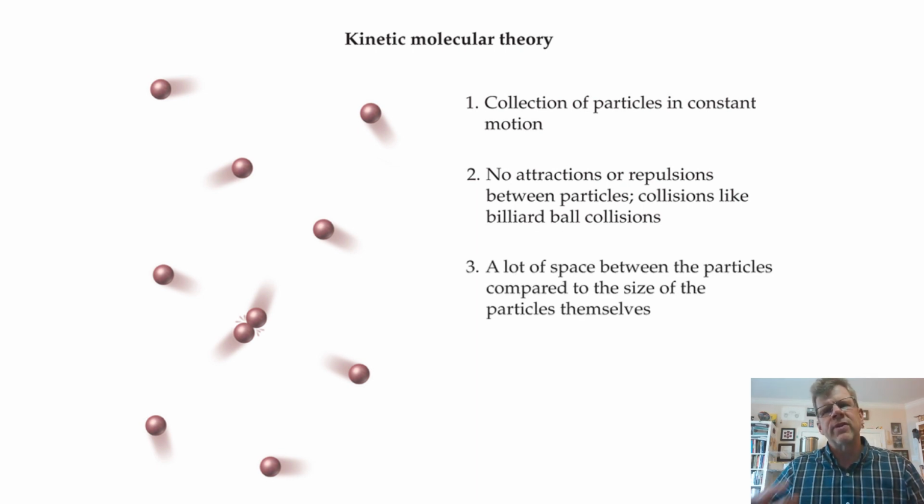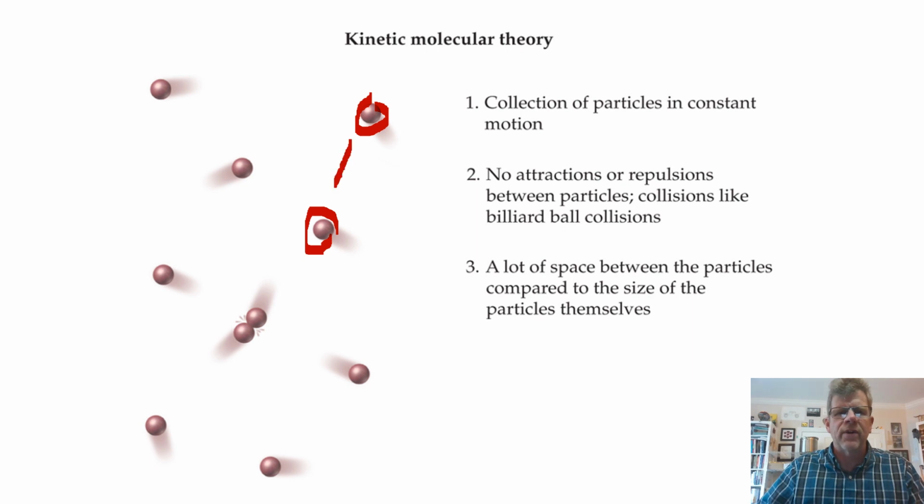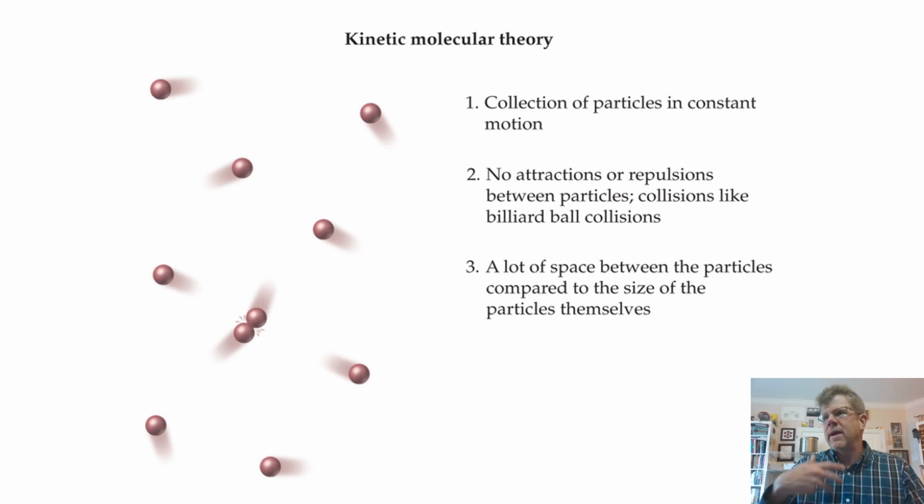Now, the diagram on the left-hand side does not do justice to the kinetic molecular theory, because in reality there is a lot of space between the particles of a gas compared to the size of the particles themselves. The size of these particles is really much too large for the average space between them, as shown in this diagram. However, in order to make an understandable diagram, we have to draw it like this, but it's really not the case when we think about it.